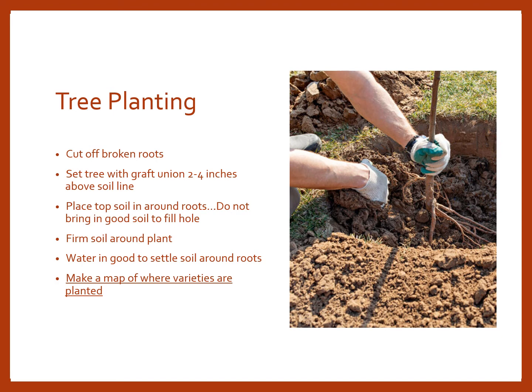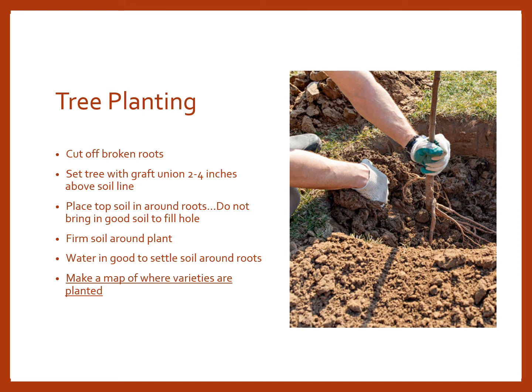So when you dig your hole, you want to make sure that you can spread those roots out in the hole. If there's any roots that are broken, you want to go ahead and cut those off. You want to set your tree graft union about 2 to 4 inches above the soil line, which is about where that person's hand is. Place topsoil in around the soil. Do not bring in good soil to fill the hole again. Only the soil that came out of the hole goes back. Firm the soil around the plant. Water in good to settle the soil around the roots.